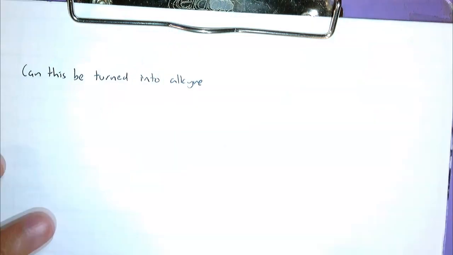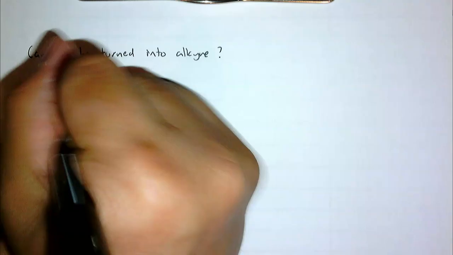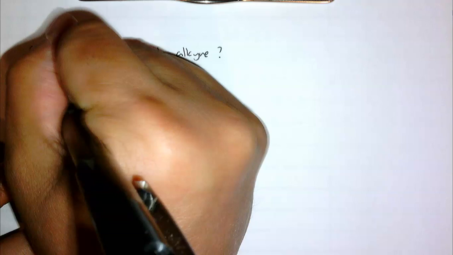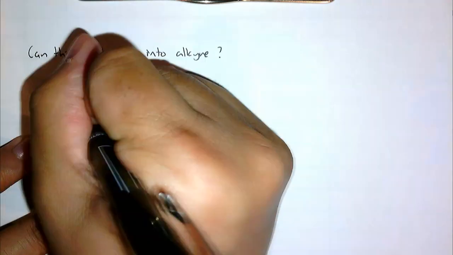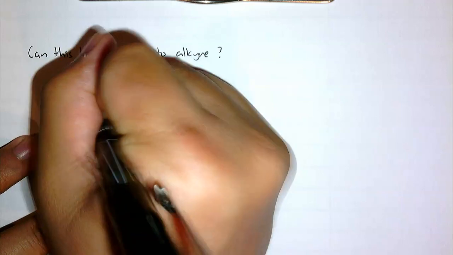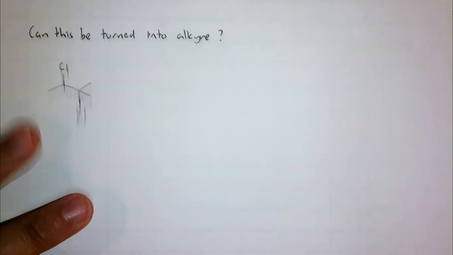My question is, can this be turned to alkyne? We know that we took a dihalide and made it into alkyne. What about this one? Cl and that. Okay, so that's a dihalide.